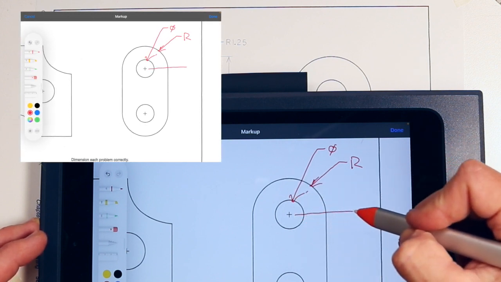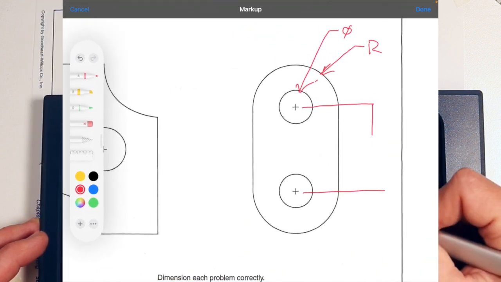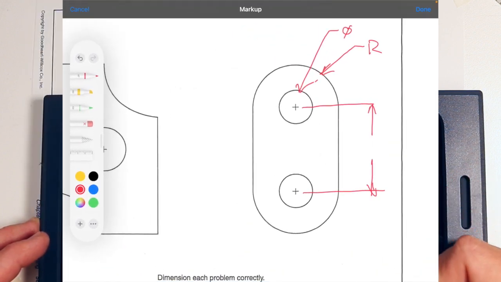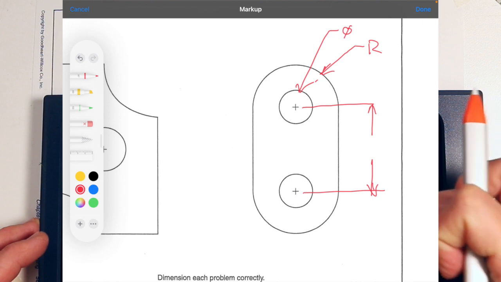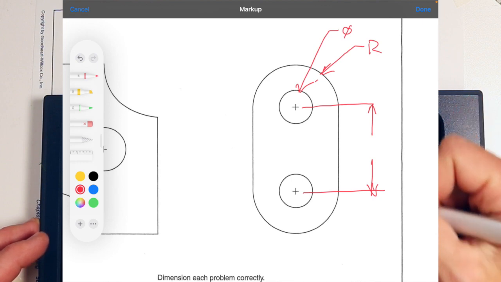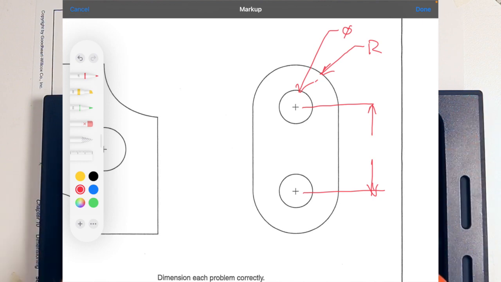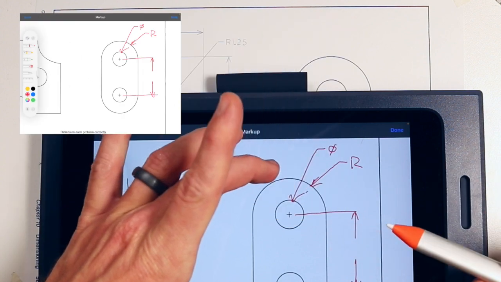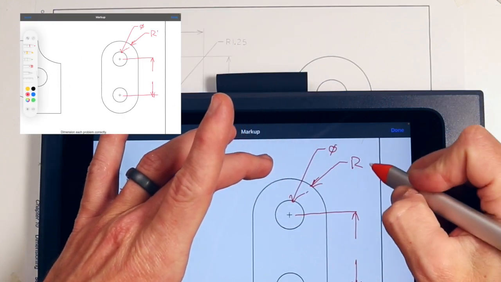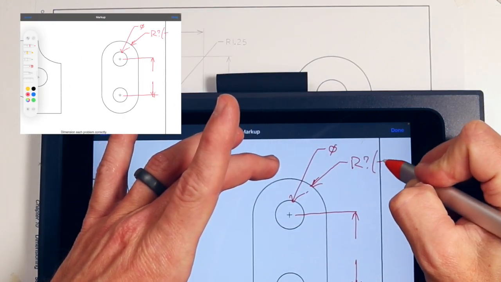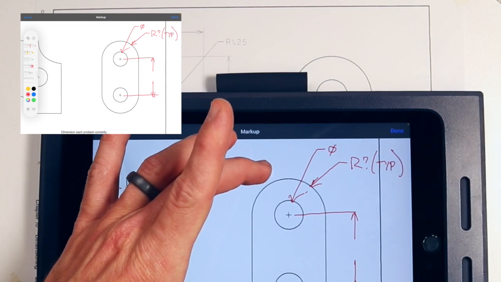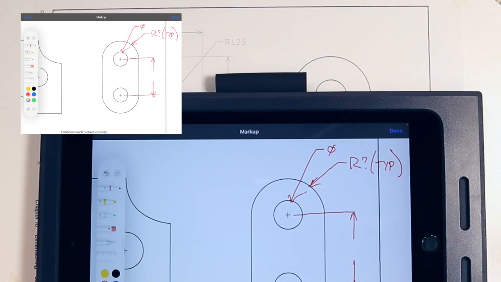What I will need though is the distance here. So if I have this distance or dimension and I have this radius and this radius, I'll have the overall height. Well, there's no other heights I need except for this one. So if I just put in a question mark for now and then I know the notation is TYP for typical, I have all of the height dimensions I need.